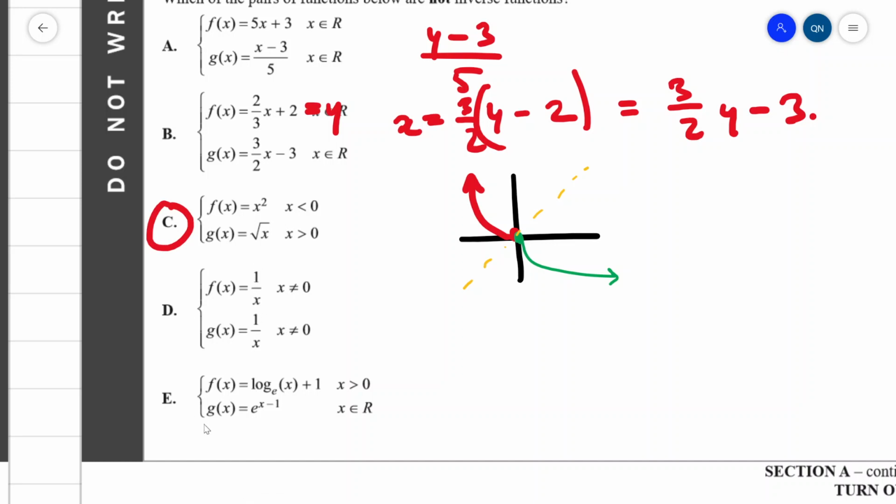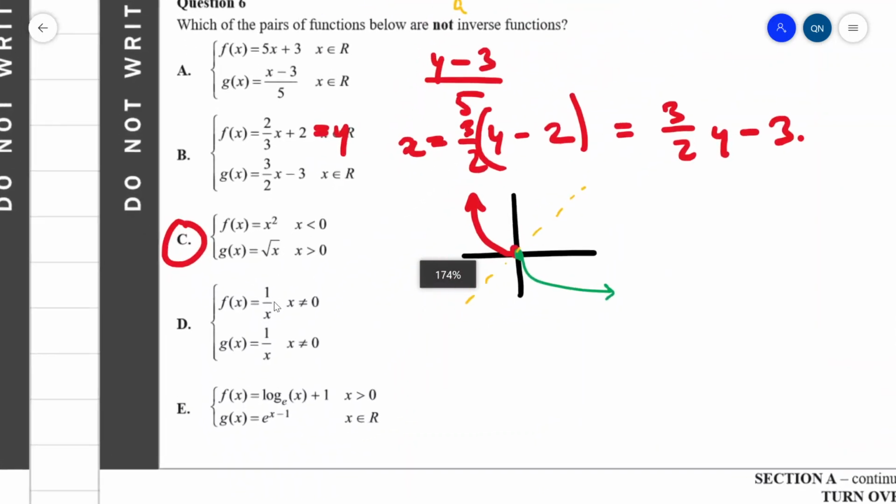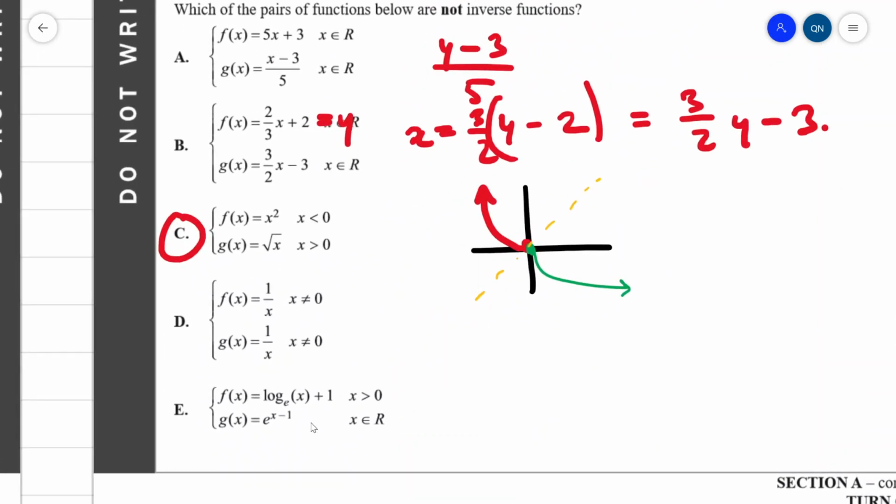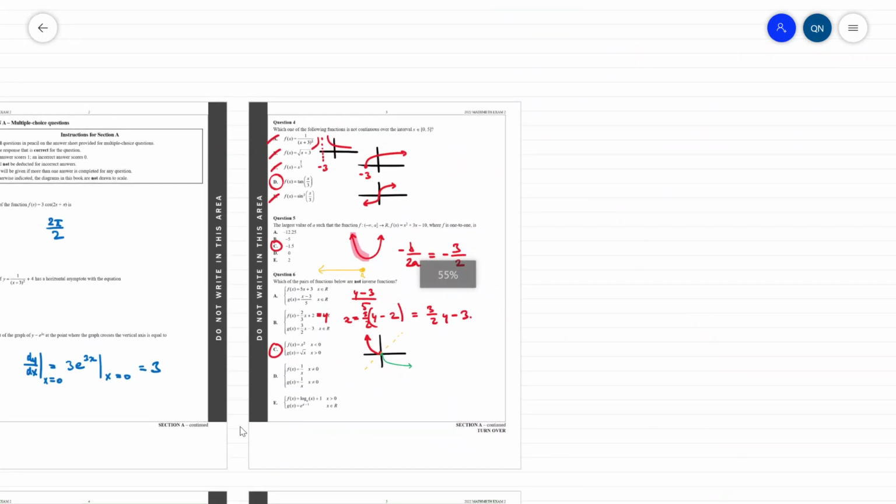And you can check D and E as well. These pairs of functions are inverses of each other. 1 over x is its own inverse, and you can quickly verify this is an inverse as well. Okay, so that's question 6.